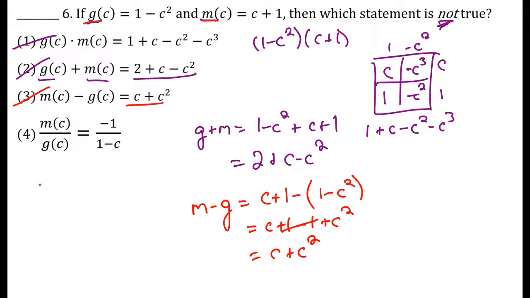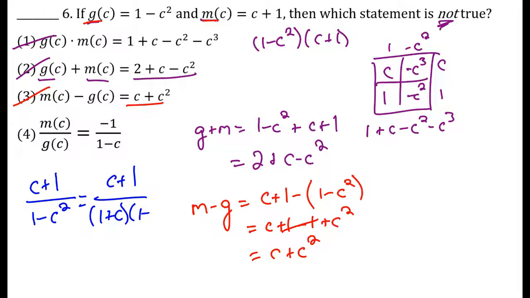m is c plus 1 over g is 1 minus c squared. We'll notice that the denominator factors as 1 plus c, 1 minus c. And c plus 1 and 1 plus c are the same thing here, the commutative property of addition. So we don't need to have a factor of negative 1 because the commutative property of addition says those are equivalent, so they divide to 1, not negative 1. So that's why choice 4 is incorrect.